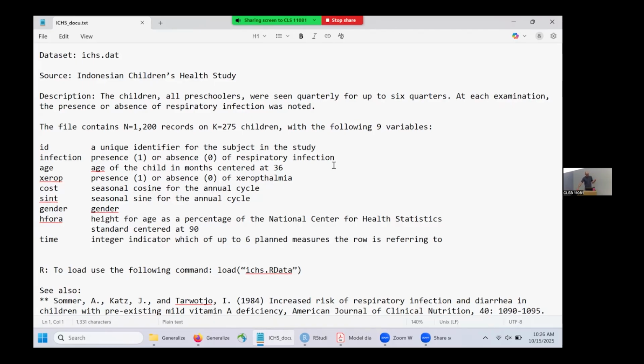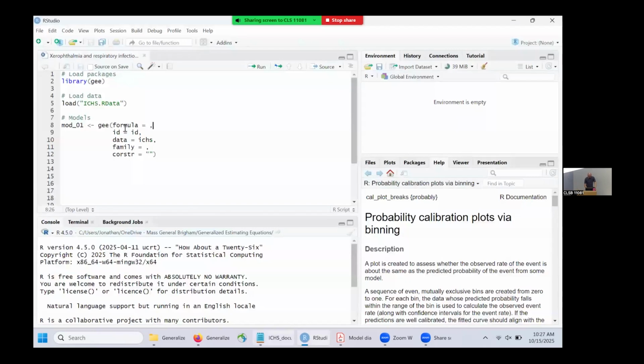So what the researchers for this study were looking at is whether vitamin A deficiency is also a risk factor for a respiratory infection. So infection is our outcome, and our main predictor that we're interested in is xerophthalmia. But then we also have age. They included cosine and sine functions of time to indicate the cyclical nature of time for seasons. We also have gender. Height for age is a percentage of the National Center for Health Statistics standard, centered at 90, so a little complex measure of height. And then time, which is an indicator of which of up to 6 planned measures the row is referring to. So this might be easier to see if we actually take a look at our data. So I'm just going to load the data.